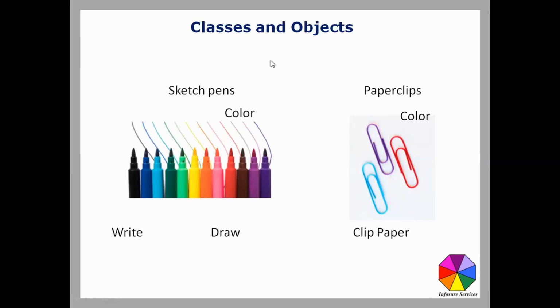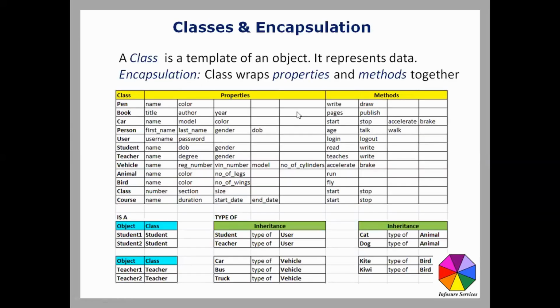Now, classes have a definition. A class is a template of an object. What does the class represent? It represents data. Class represents data. So simply put, I can represent a class called pen, book, car. These are all my classes, each of which is a representation of data.